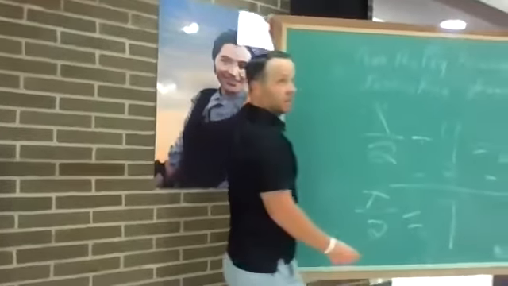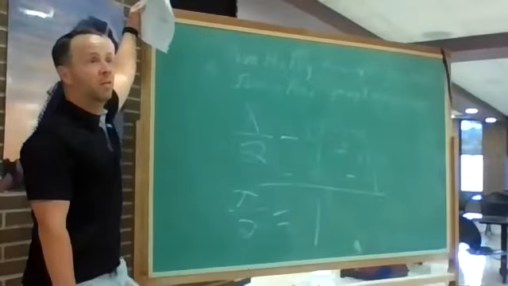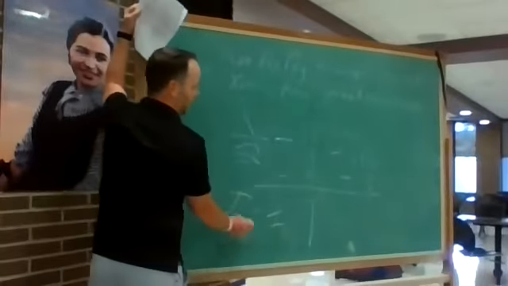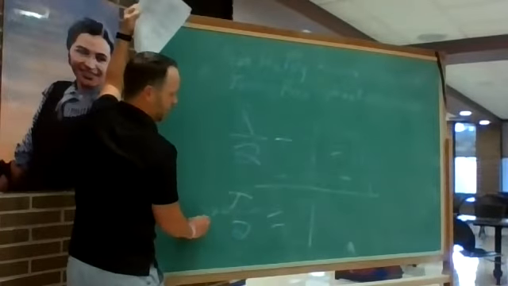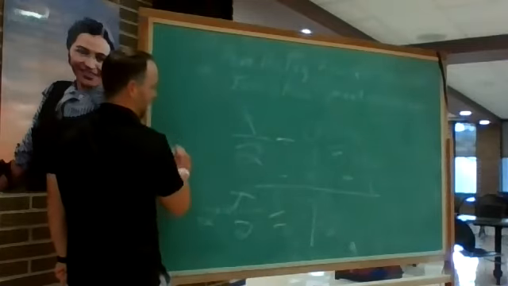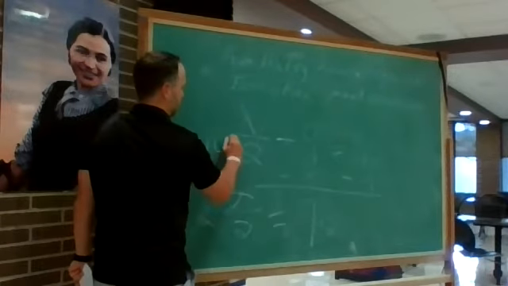X over 2. To get rid of the 2, we need to multiply. This is like reading like x divided by 2. So we'll times this side by 2, times this side by 2. So for this answer, we're left with x equals 14.